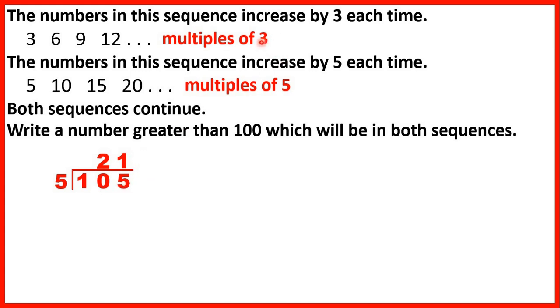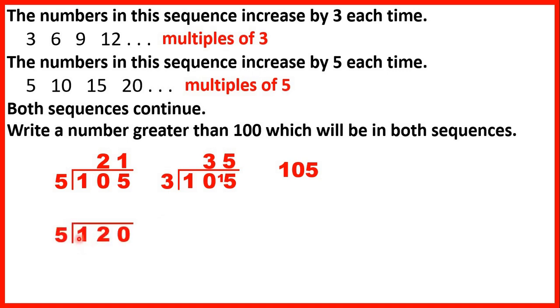But it needs to be in the sequence for multiples of 3 as well. So let's divide it by 3. When we do that, again, we don't get a remainder. So 105 will be in both sequences because it's a common multiple of 3 and 5. There are other possible solutions for this question. You could have chosen 120 because that's a multiple of 5 and a multiple of 3, and there are many other common multiples as well.